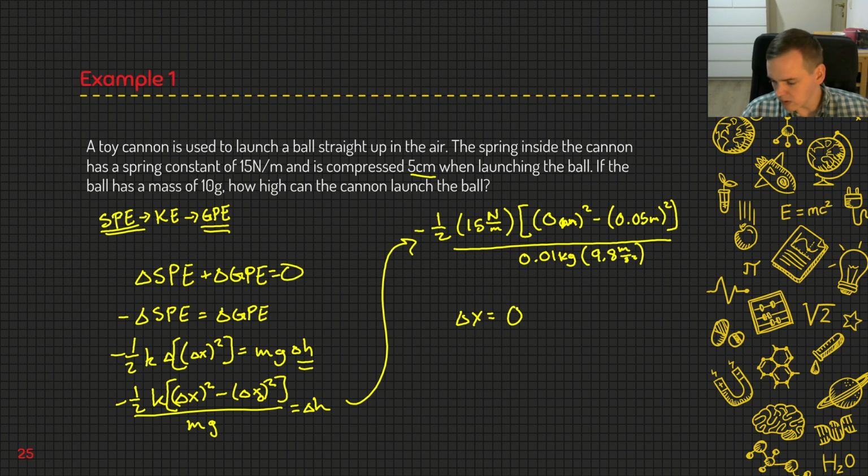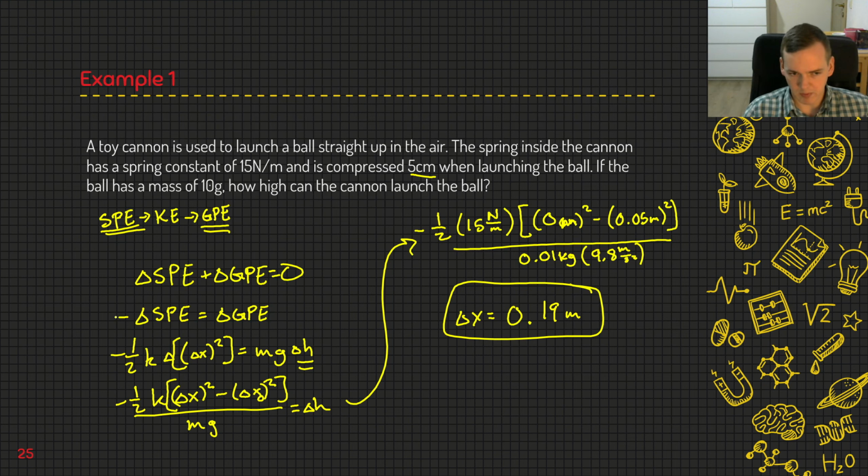Delta x equals 0.19 meters. So you'll notice the negative from the delta SPE is going to cancel out with the fact that I'm doing a final compression of 0 minus the initial compression of 5. The whole way that we solve these is just by looking at what the two or more energy system changes are, adding them all up, and setting them equal to 0, then solving for whatever the unknown value is.